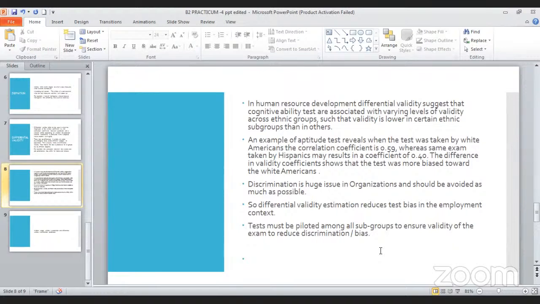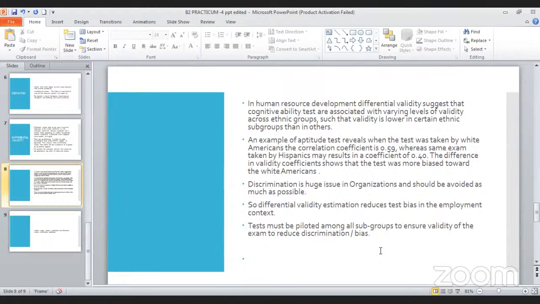Is it clear? Hello? My question is, but the validity coefficient should be the same between male and female. You mean that? Can you repeat? I can't understand.